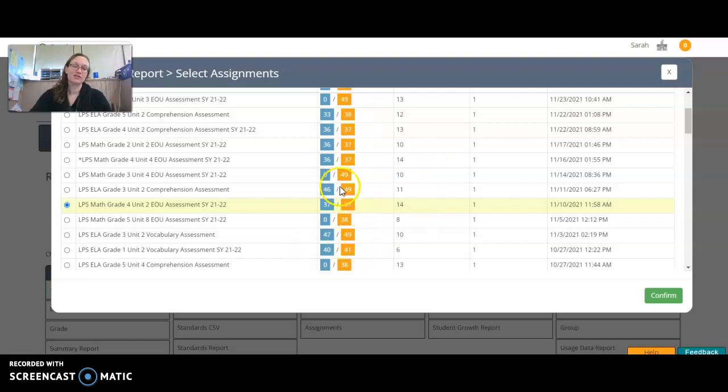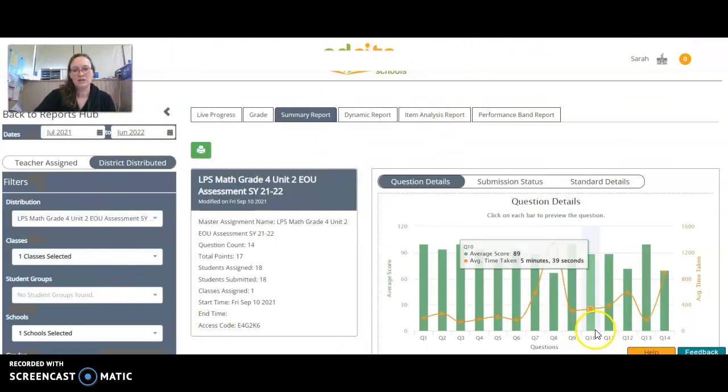Today is just a quick screencast on how to find the 3 reports we're going to be using for math and looking at the data. So the first thing, I'm going to choose the report we're going to look at. Once we get into the report, the first one is the summary report.